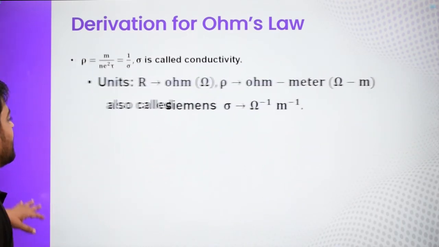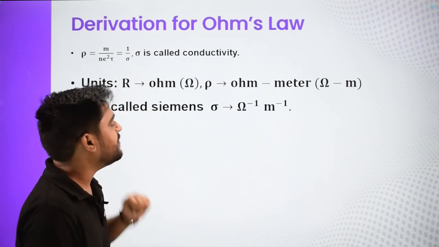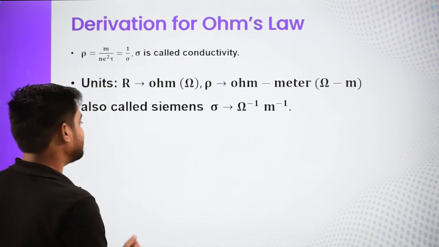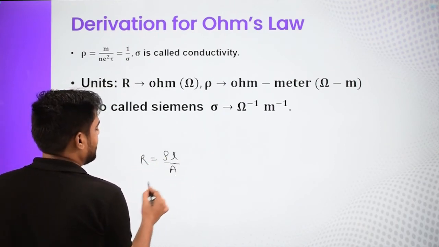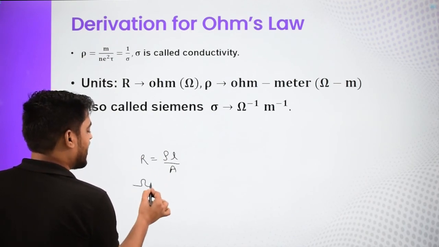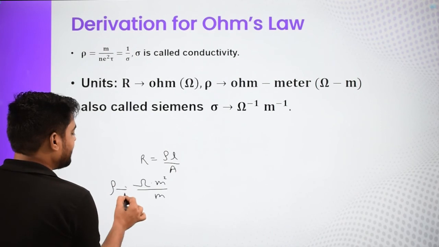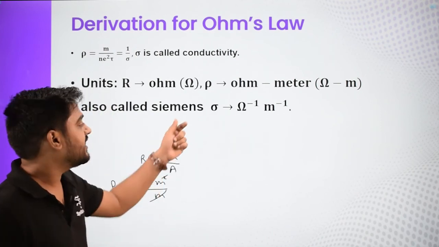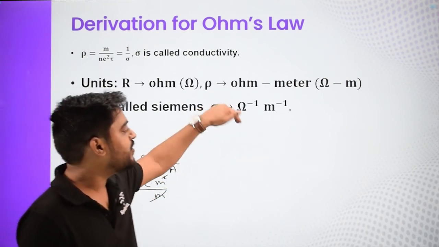Let's just have a look at the units. The unit of R is ohm. The unit of rho is basically ohm meters. We have already seen that R is equal to rho L by A. So this is ohm, this is meter square, and this comes here and it is meter. So the unit of resistivity is simply ohm meter. And what about conductivity? The conductivity sigma will have a unit reciprocal of rho, so it is per ohm per meter.